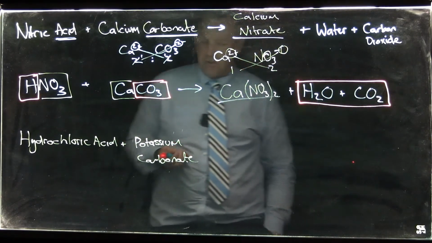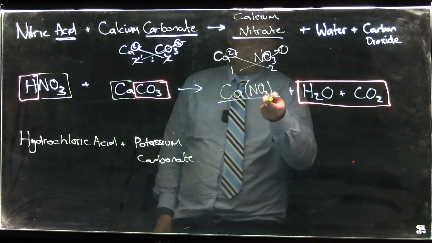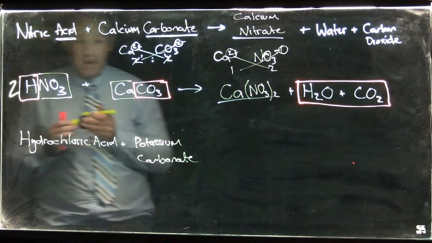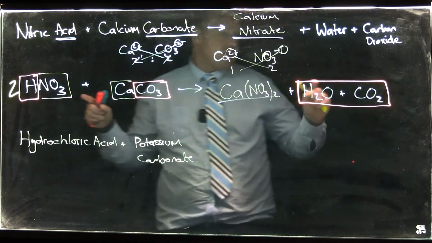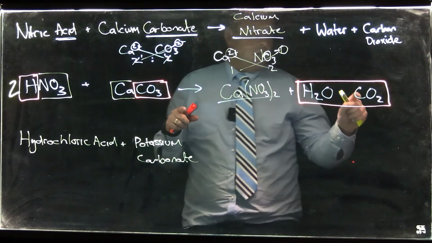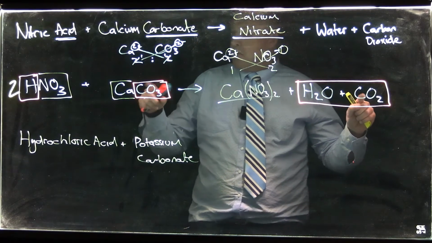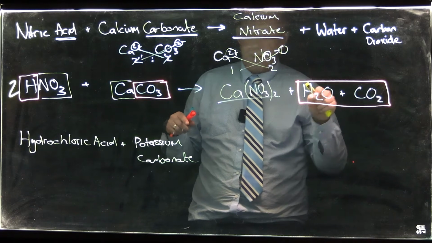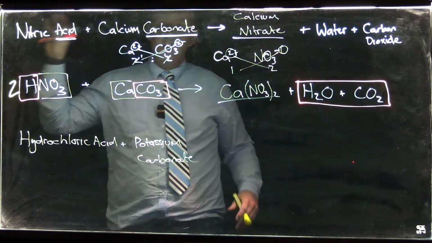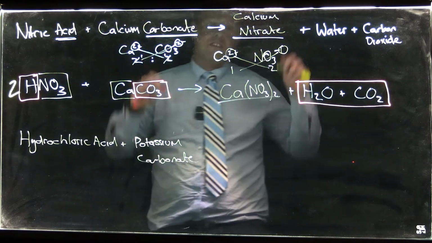Now, in this case, I'll start off with my NO3. So I've got 2 NO3s in my products. I need 2 out the front over here. That now gives me 2 hydrogens, 2 hydrogens, 1 calcium, 1 calcium, 1 carbon, 1 carbon, 2 oxygens, 3 oxygens, 3 oxygens. We're balanced, okay?